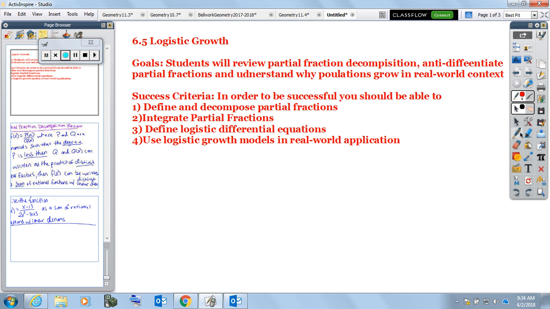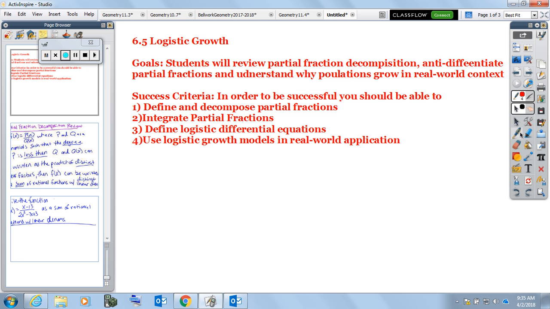The four things you need to be able to do to be successful in this section are: one, can you define and decompose partial fractions? Can you integrate partial fractions? Can you define what logistic differential equations are? And then finally, can you use logistic growth models in real-world applications? For this part 1 of 6.5, we're going to be diving into specifically reviewing and defining partial fraction decomposition.